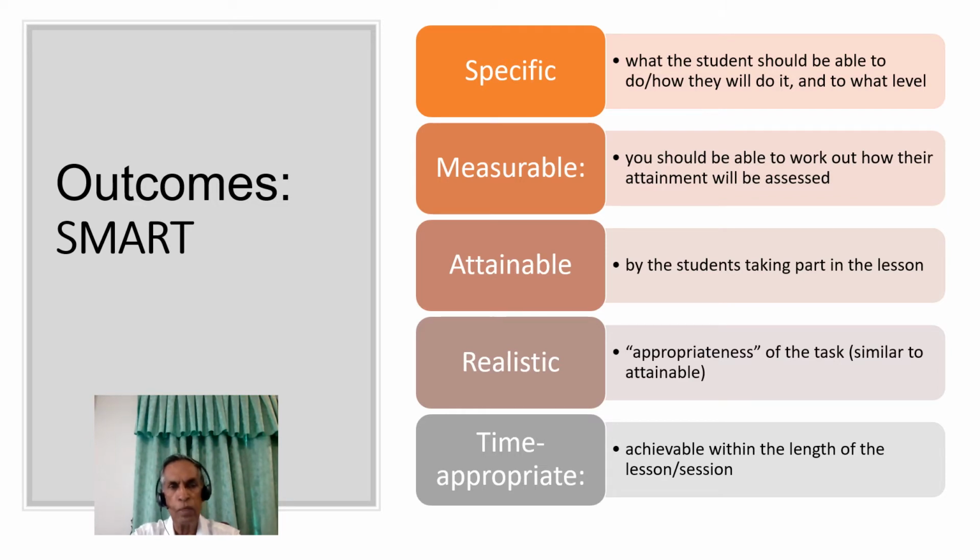Outcomes should actually follow this acronym, SMART. SMART relates to specific, what the student should be able to do and how they will do it and to what level. Measurable, that is, you should be able to work out how the attainment will be assessed.